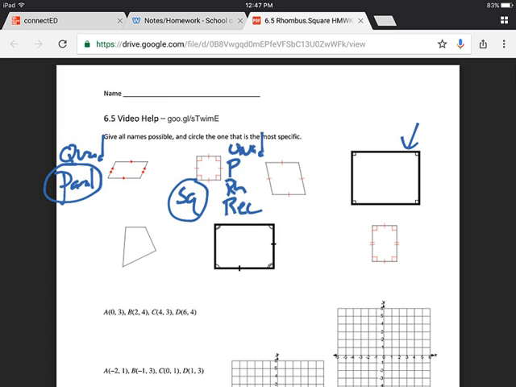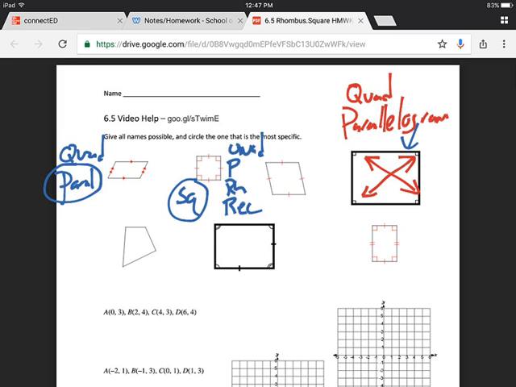So let's take a look at this one. Okay? Is it a quadrilateral? Okay? Yes, it is. It's four-sided. Okay? Is it a parallelogram? Parallelogram says that opposite angles are equal. Are opposite angles here equal? Yes, they are. So it's a parallelogram.